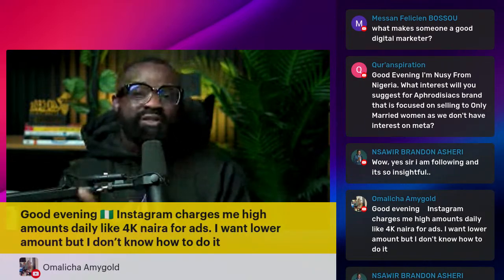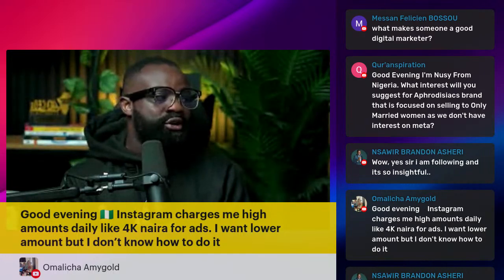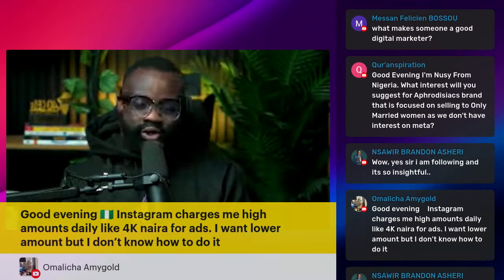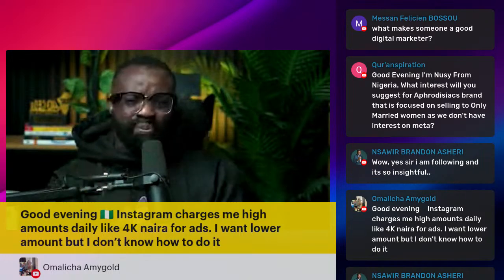Also, what type of objective are you using? These are the things that matter when you're trying to get a lower cost per click. So what is the kind of objective you're using for this ad? It's also important to note that.